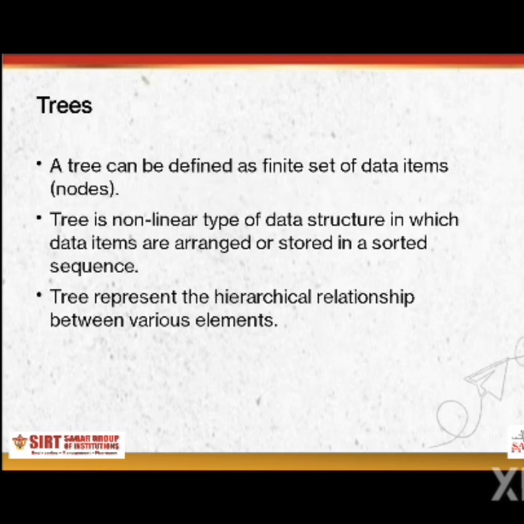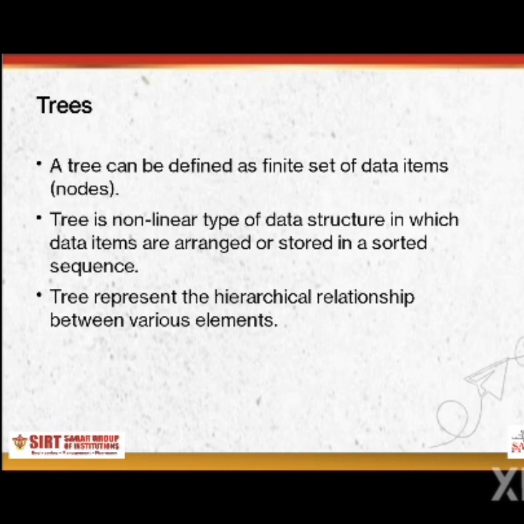Now the next non-primitive data structure is the tree. There are different types of trees where we can store the data or represent the data, like binary tree, B tree, and AVL tree. These are the most important and most commonly used data structures in a tree.